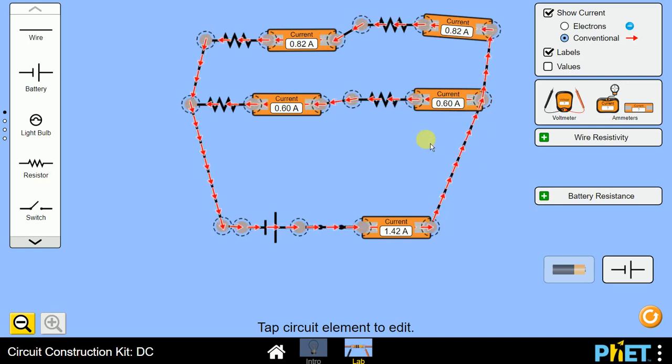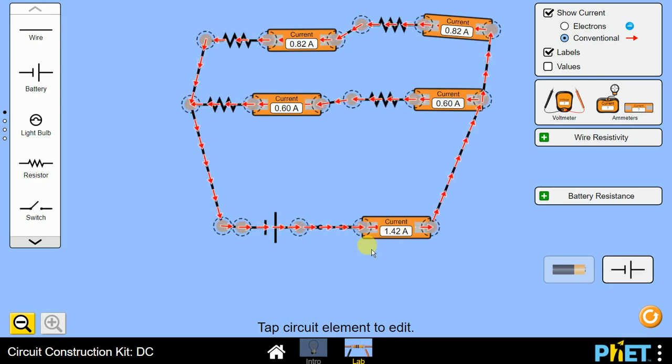Clear or not clear? So this ammeter gives the current flowing through this resistance, this ammeter gives the current flowing through this resistance, and this ammeter gives me the current flowing through all the resistances, मतलब total current flowing through the circuit.